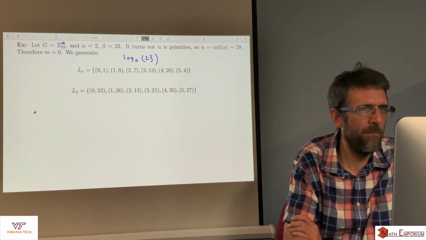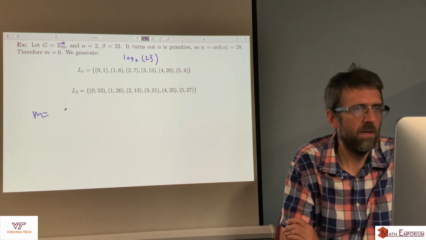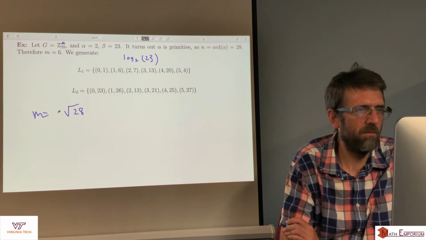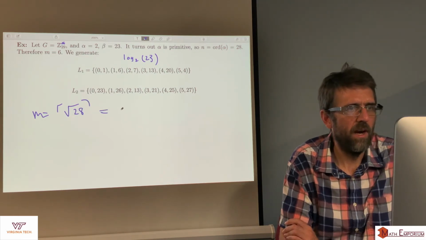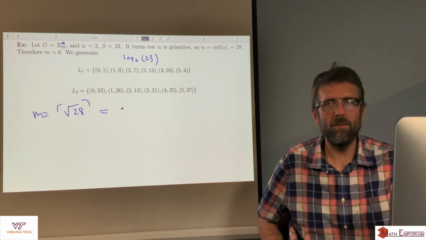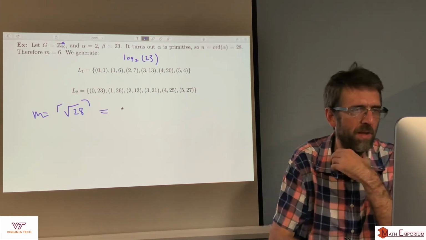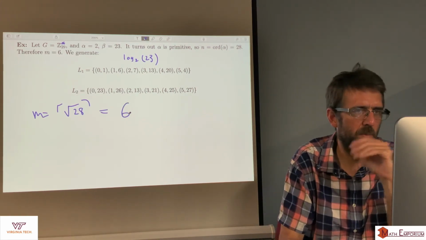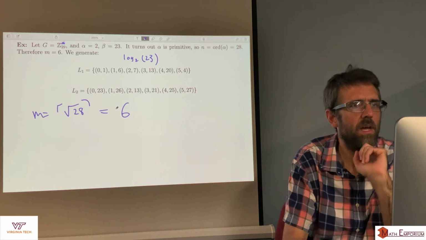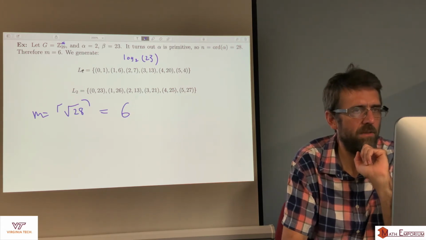So m is the square root of 28 rounded up. Well, 28 is between 5 squared and 6 squared, so the square root of 28 is 5 point something. Rounded up, it's going to be 6. And then I can generate these two lists.